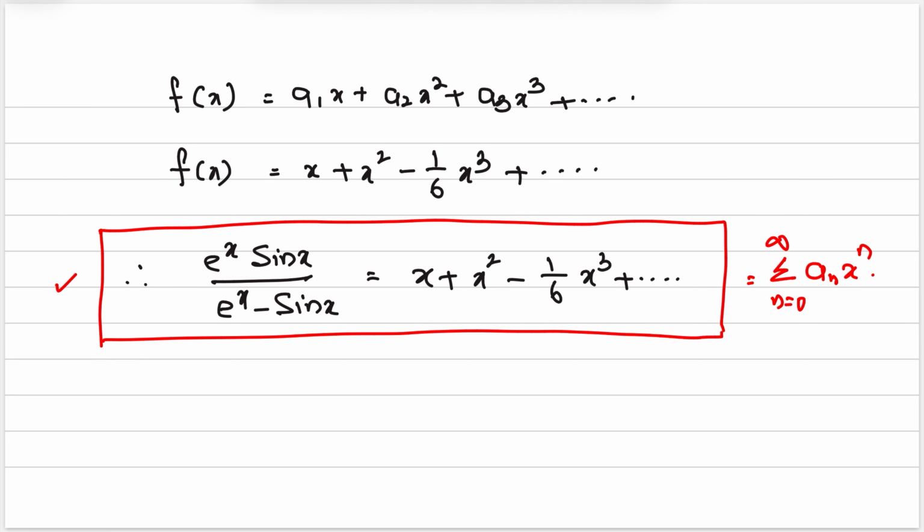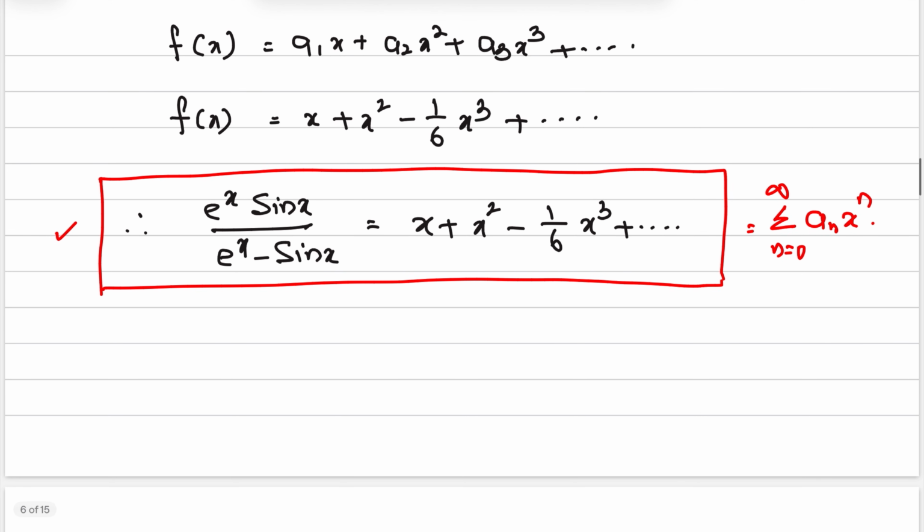Now, what we have to find? We have to find the value of this. We have got the series as x plus x square minus 1 by 6 x cube plus so and so. We have to find out up to what value it gets converged. That is radius of convergence. What is its value?